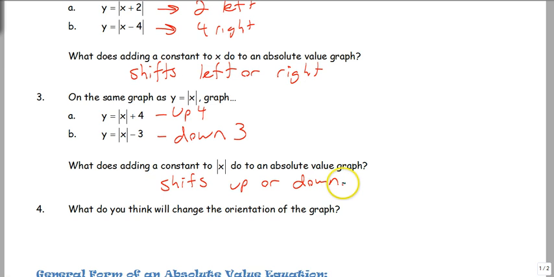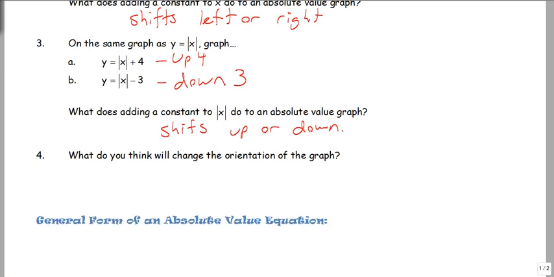And what do you think changes the orientation? So what flips it downward? That would be a negative sign in front of the graph. So if I made it, for instance, y equals negative absolute value of x, this would make the orientation down. Okay, so that's just how graphs shift.